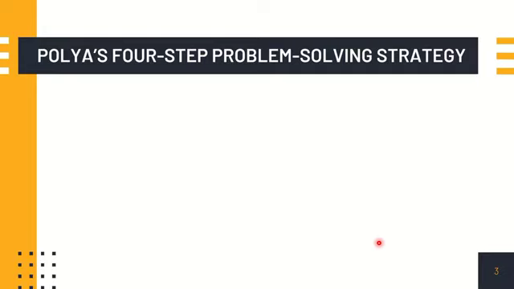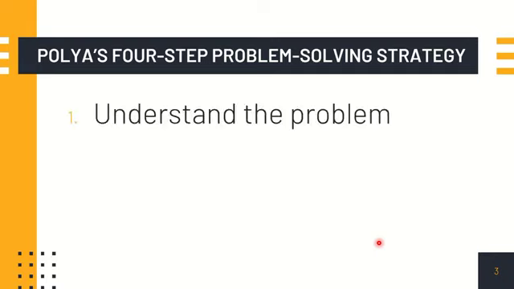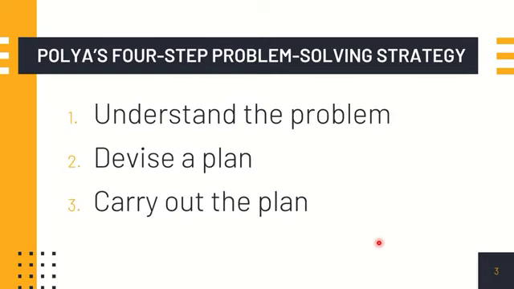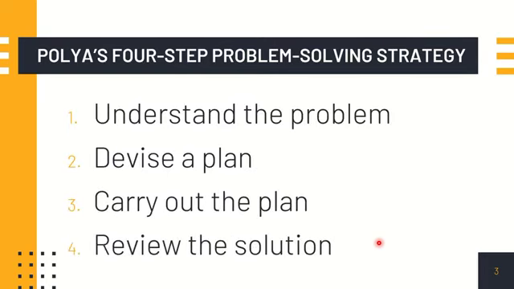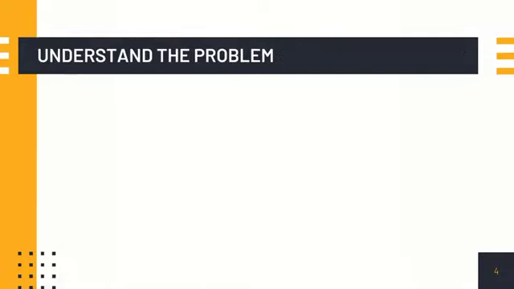The basic problem solving strategy that Polya advocated consisted of the following four steps. First, understand the problem, devise a plan, carry out the plan, and review the solution. So here are the four steps in order to solve a problem. Understand the problem. Before anything else, understand the problem, have a full grasp of what is known and not known. To help you understand the problem, consider the following.